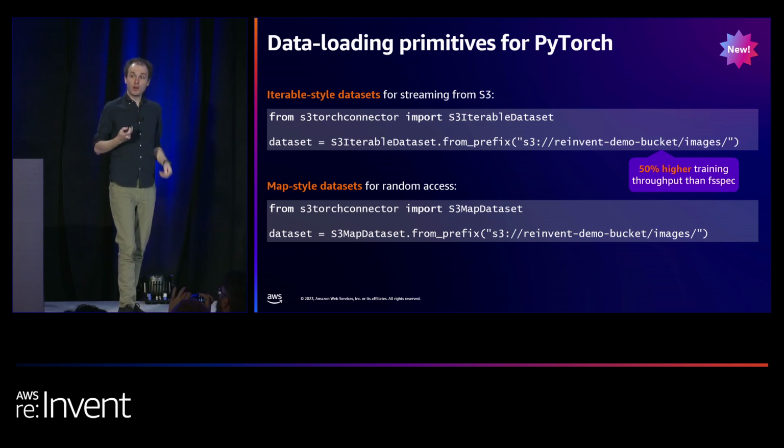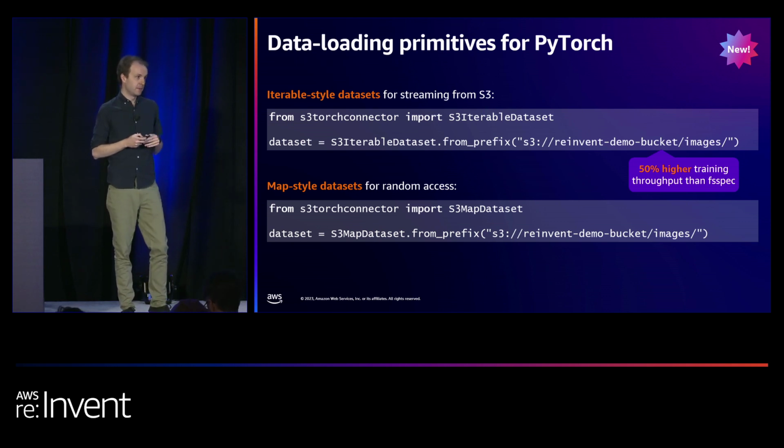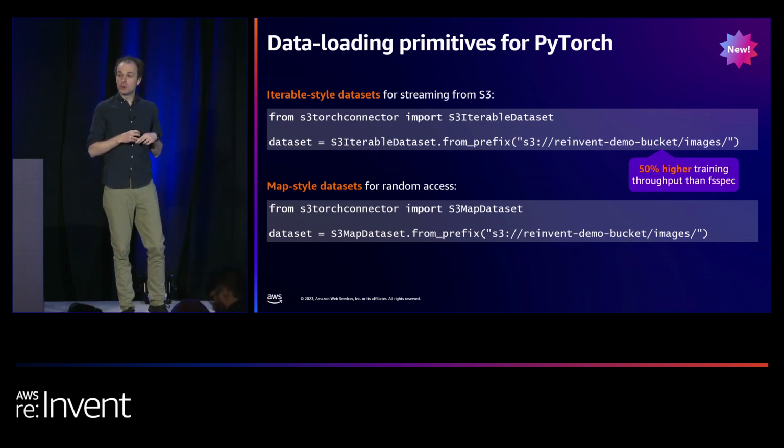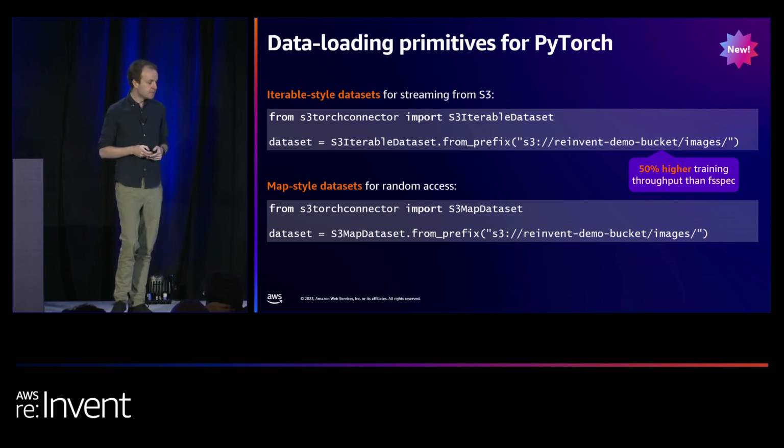On the other hand, if you want random access to your S3 bucket, we also provide a map style data set. This is something where you can look up objects in your bucket by random access. And again, it's going to do all the work for you, right? So you tell us what prefix your training data is saved in, and then it will do all the work of listing your bucket, figuring out how to map indexes back to objects in your bucket, and again, doing those gets for you with high performance.